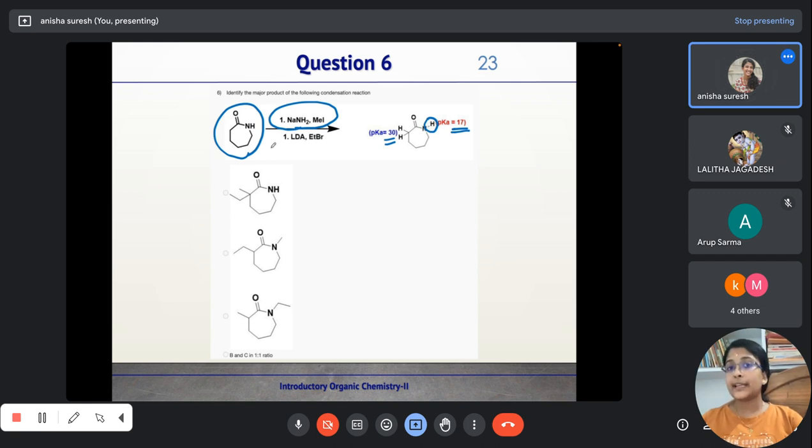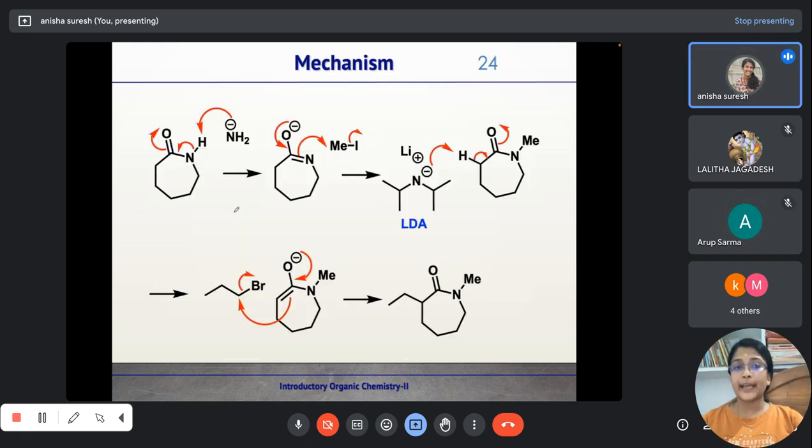Then it is further treated with LDA. So LDA will be abstracting this proton, leading to formation of enolate. And then when it is quenched with EtBr, ethyl group will be coming here. So what will be the product? Option B. Option B will be the right answer. So I will show you the mechanism.